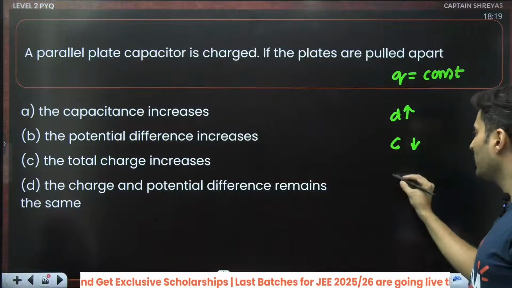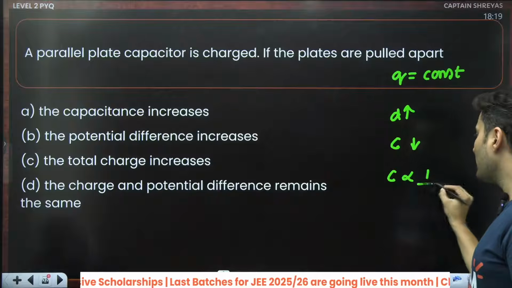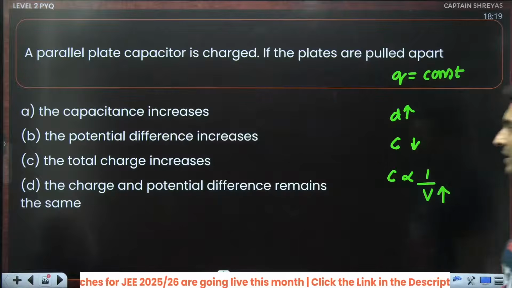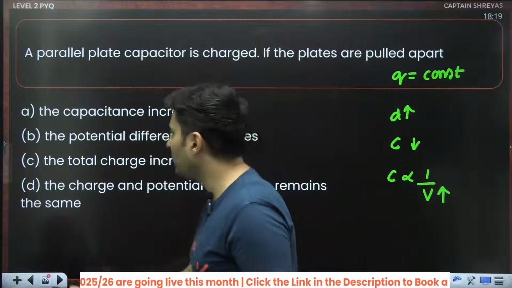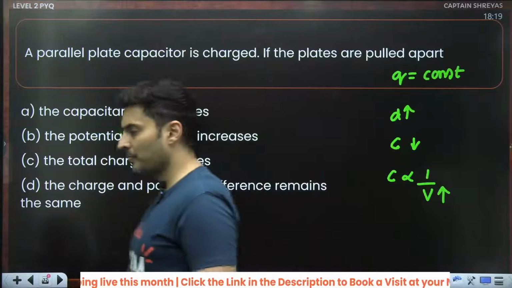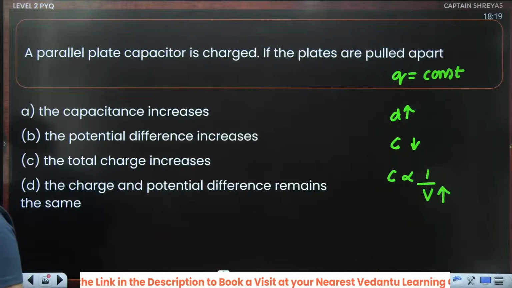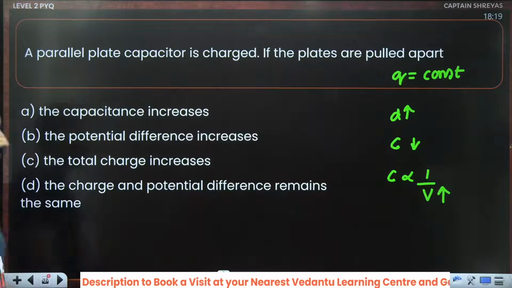So what will happen? Q is equal to CV. C is inversely proportional to voltage. Capacitance reduces, so voltage will increase. So potential difference between the plates will increase. As simple as that. Cool. Let's move on to the next question on your screen.